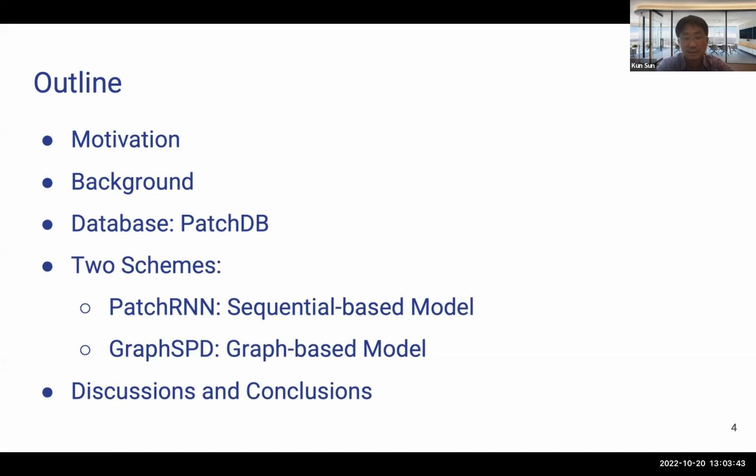Then I will introduce 2 of our works: one is a sequential-based model, another one is a graph-based model to identify security patches. The idea is, given a large number of software patches, we want to know if some of them are security patches, and whether we, as admins, need to take some actions. And finally, I will provide some discussion and conclusion.